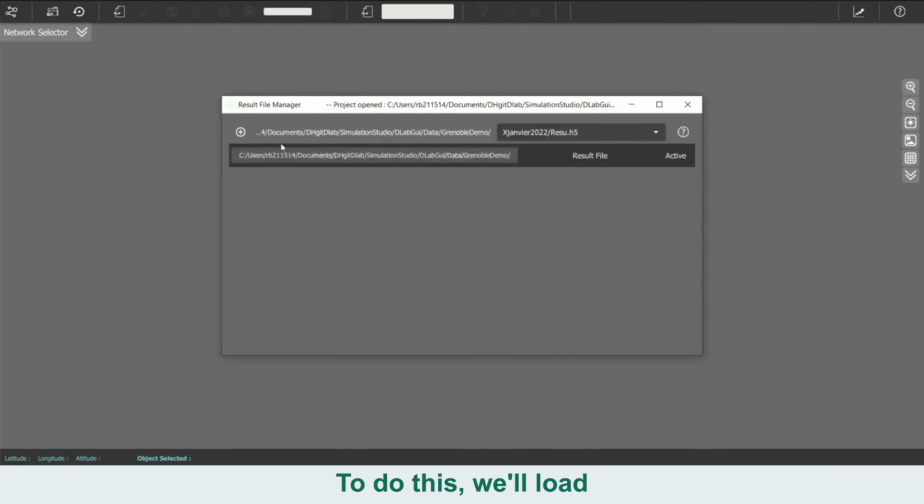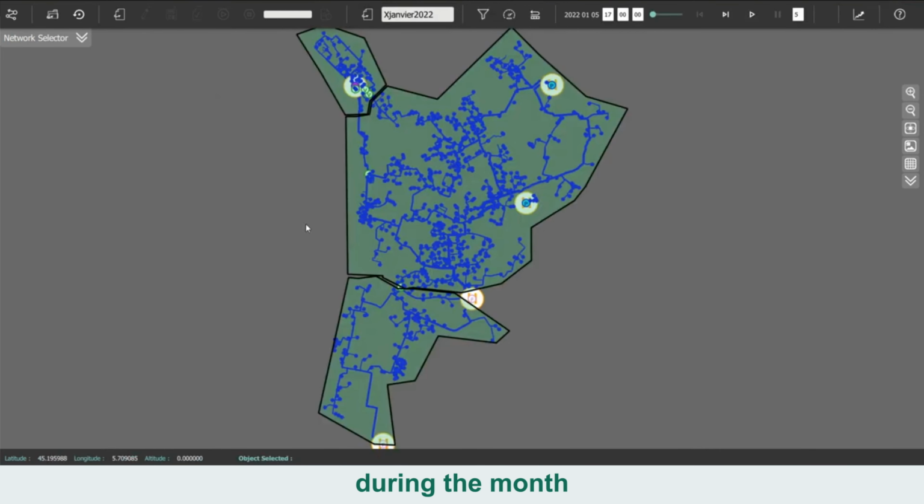Hello everyone, this video illustrates how the District Lab H Simulation Studio software can be used to optimize the temperature control of a complex heating network. To do this, we'll load a simulation representing the behavior of a French district heating network with a peak capacity of 450 megawatt during the month of January 2022.